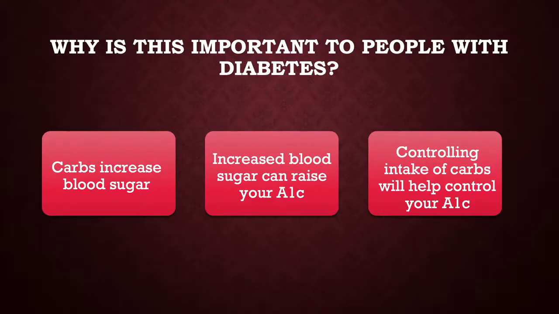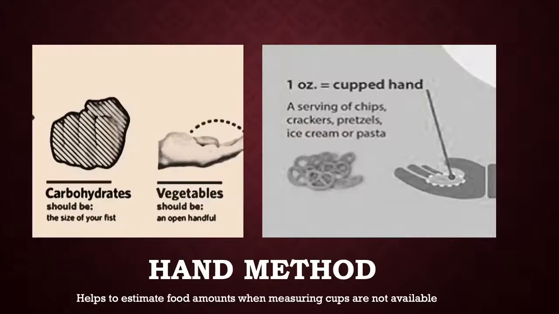If we can estimate how many carbs we consume, we should be able to balance our blood sugar and our weight. So how can we do that? If you're a beginner at carb counting, the hand method is a great place to start. This method is a simple way to measure carb servings.